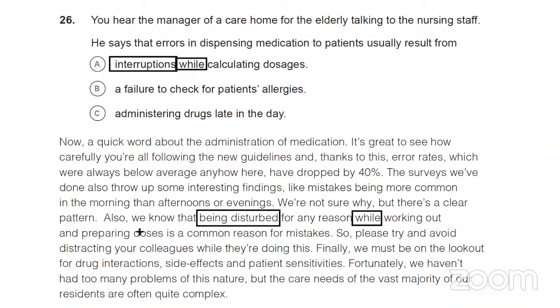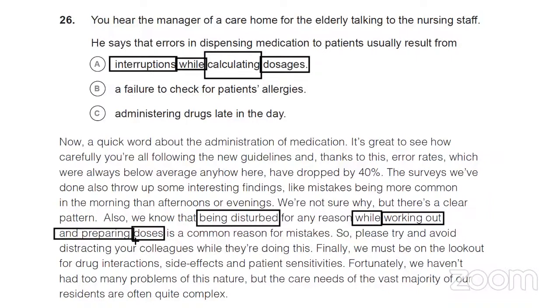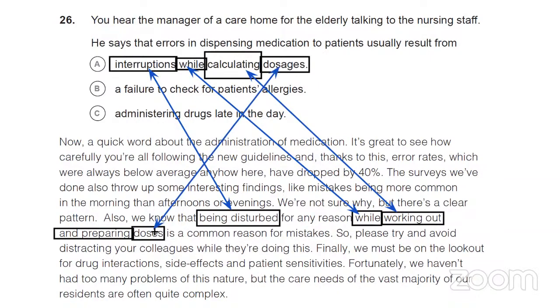while working out and preparing dosages, calculating means working out and preparing. So see that one there very clearly. Interruptions means disturbances in between. While means during. Calculating, working out. Doses, dosages.